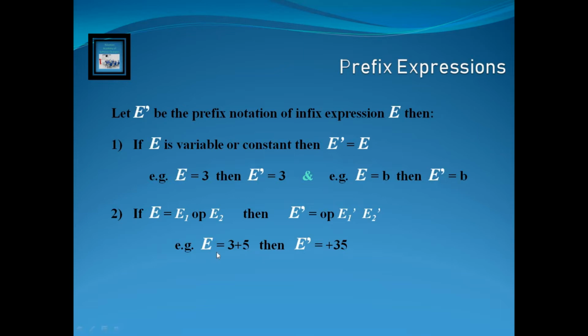So a simple example: if the infix form expression is just 3 plus 5, then this prefix form can be achieved by placing the operator at the start, meaning plus, and then the prefix form of 3, and that is by rule number 1 just 3, and then the prefix form of 5, that is just 5. So cumulatively this becomes E prime is equal to plus 3 5.